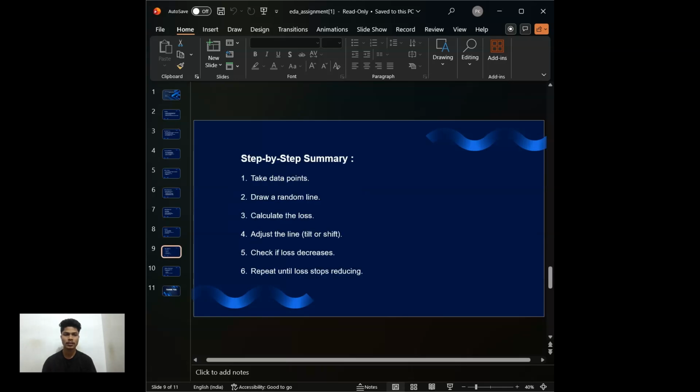Now we see the step-by-step summary of these slides. We first take the data points, we draw a random line, we calculate its loss, then we adjust the line, that is, we can tilt it or shift it. Then we check if the loss decreases or not. It keeps repeating this until the loss stops changing. At that point we have found the best possible line, the one with the minimum loss.